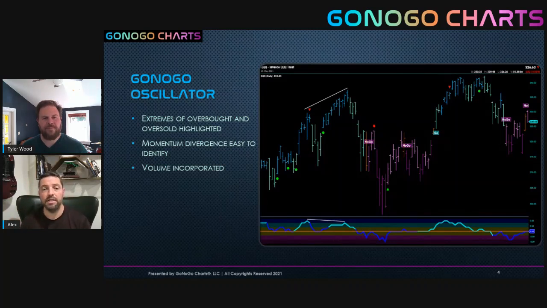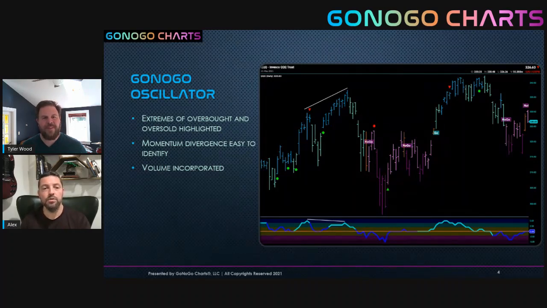We can also identify divergence easily. You can see here on the chart, we've got a higher high in price and a lower high in the oscillator. And when momentum doesn't confirm what you're seeing in the price action, that's a warning sign. Not necessarily that the trend is over, but that a correction may be coming. So you can still use this in a traditional sense, but we'll show you that there's a little bit more to it.